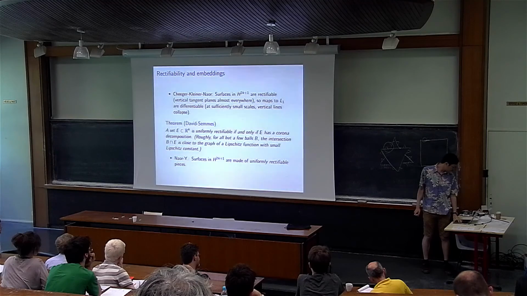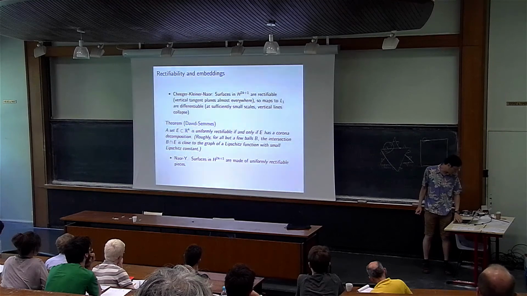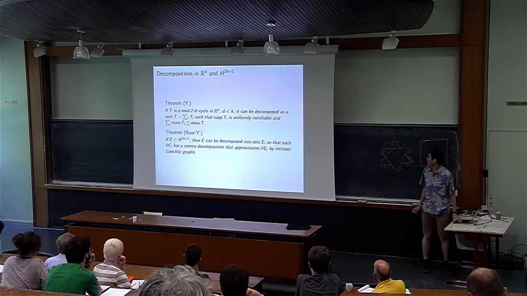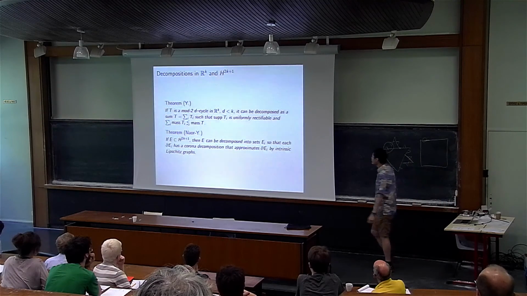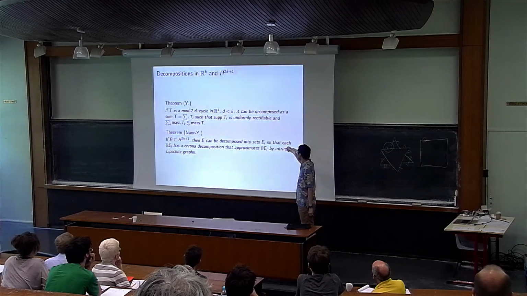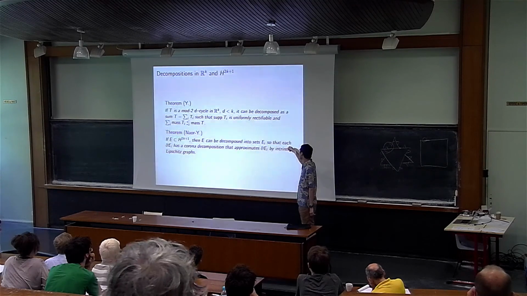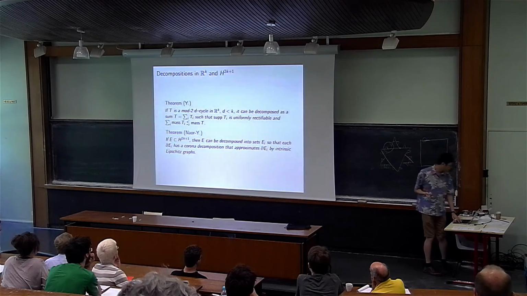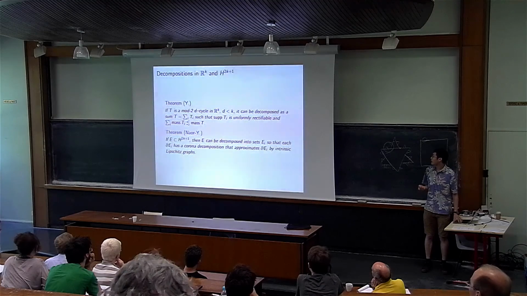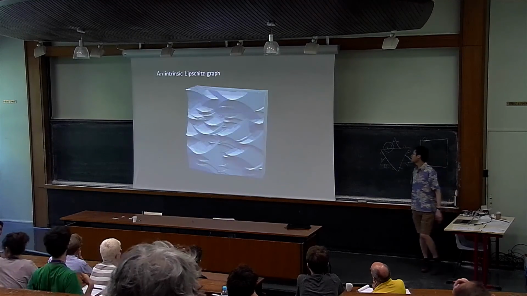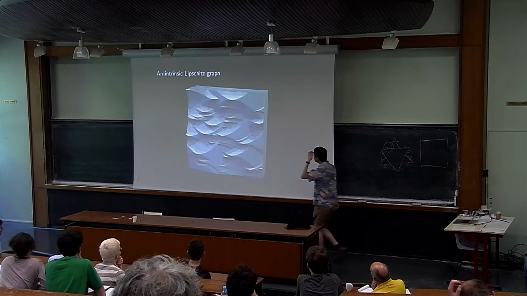So what Assaf and I showed was that surfaces in the Heisenberg group are made of uniformly rectifiable pieces in a Heisenberg sense. By that, I mean that surfaces in the Heisenberg group can be decomposed into sets so that each of the pieces in the decomposition can be approximated by intrinsic Lipschitz graphs on most balls. An intrinsic Lipschitz graph is a Heisenberg generalization of the notion of a Lipschitz graph. It looks like this. And you'll notice that this has a lot of nice properties.